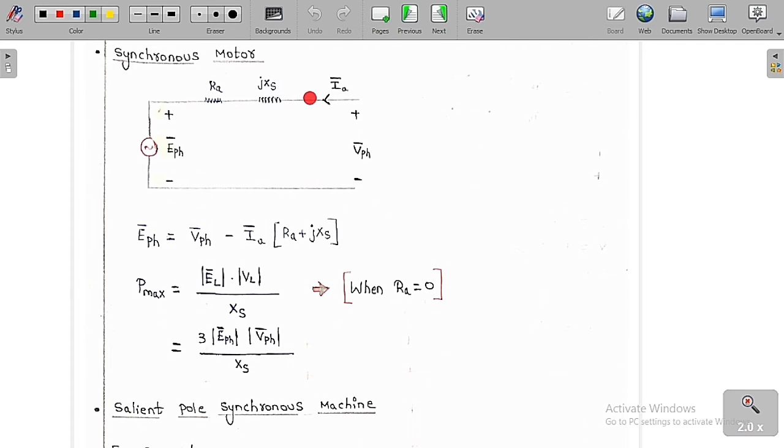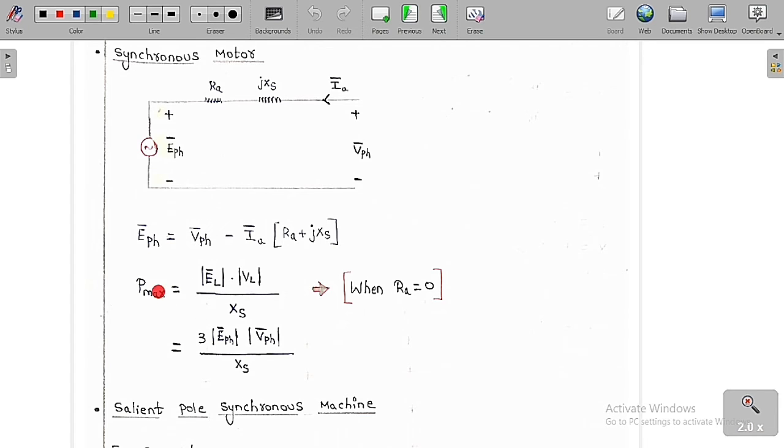So now we will discuss the synchronous motor. This is the per phase diagram. Here this is the supply voltage, the terminal voltage, and this is the EMF induced. So this is VPH and this is EPH. These are all vector conjugates and this is RA, JXS and this is the IA bar. I have already told you in a synchronous motor, V is always going to lead E. So if you write the EMF equation, EPH is nothing but VPH bar minus IA bar into RA plus JXS. Then what is the maximum power? I have already told you the maximum power. In a three phase, I am asking about the three phase maximum power.